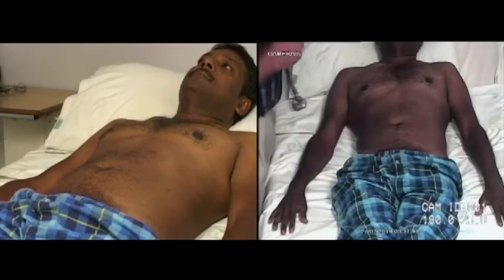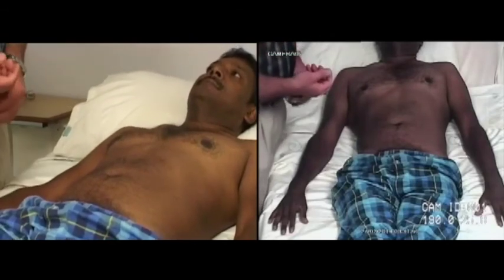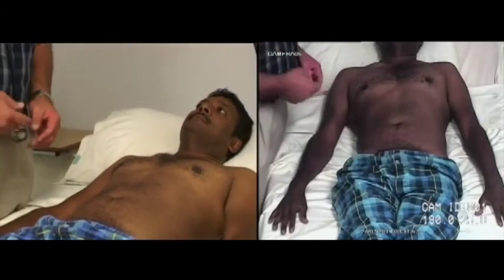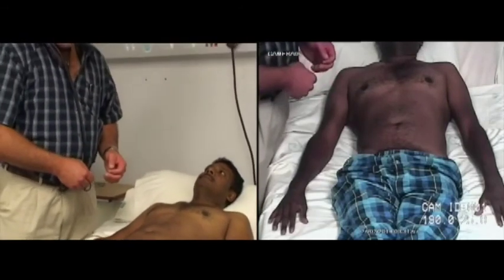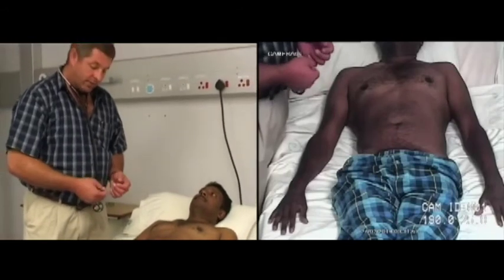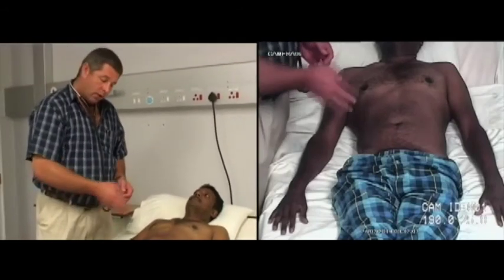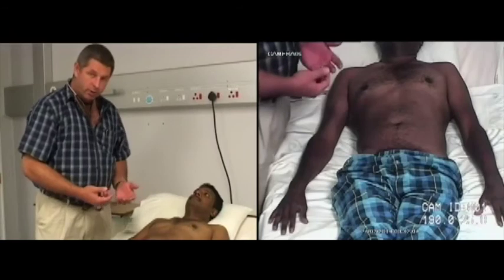Remember to always keep on listening if you do not hear any bowel sounds for at least 30 seconds to determine if ileus is present. The next important step in auscultation is to listen for any bruit in the abdomen over the major vessels as well as over your renal arteries.